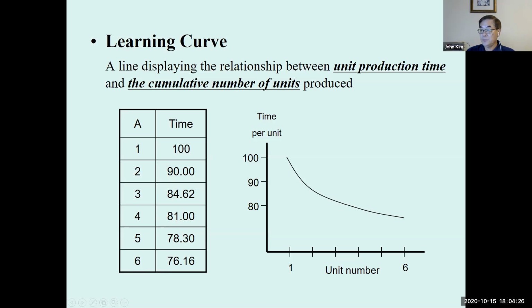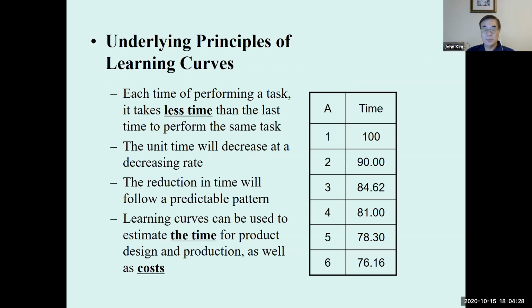So, some underlying principles of learning curves. Each time of performing a task, it takes less time than the last time. So first time, 100, 90, 84, 62, and so on. And then the unit time will decrease at a decreasing rate.